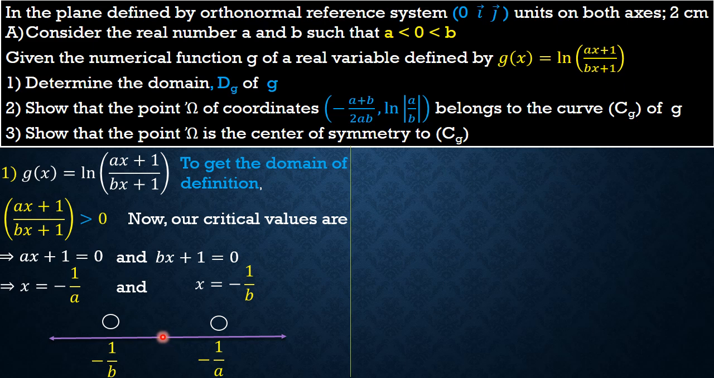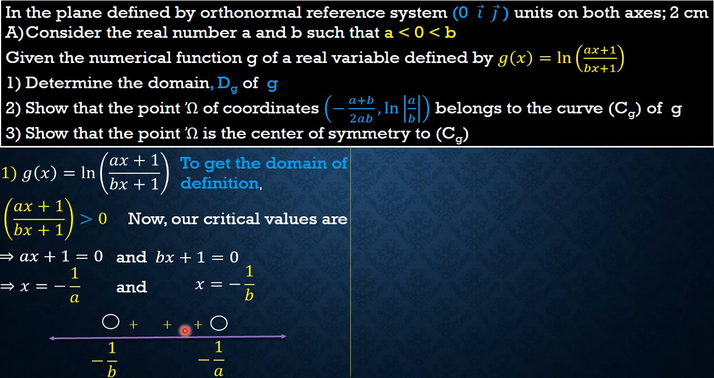Now if we take a number that is between negative 1 over b and negative 1 over a, since we know that negative 1 over b is a negative number and negative 1 over a is a positive number, that means 0 is between negative 1 over b and negative 1 over a, right? So we take 0 and put it in here. We are going to have 1 over 1, and it's greater than 0, or better say it is positive. So between negative 1 over b and negative 1 over a, the sign is positive.